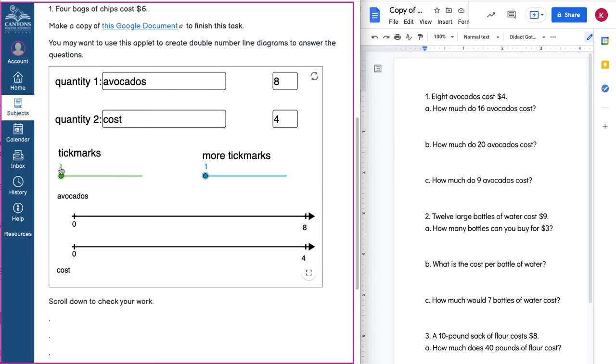So now you can use these slider bars right here to add more tick marks. If you use the green slider bar, it's going to double that quantity. So it's going to double the 8 and double the 4. So it's kind of like doubling a batch of food or doubling a recipe for paint or color mixtures. If you use the blue slider bar, then it's going to half everything, or if you use it twice, it'll make everything 1/3 as big, etc.